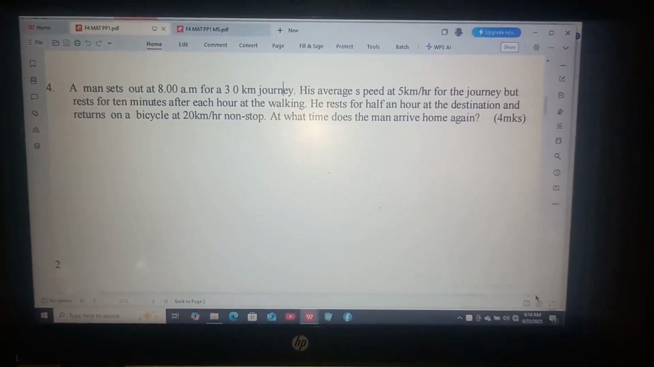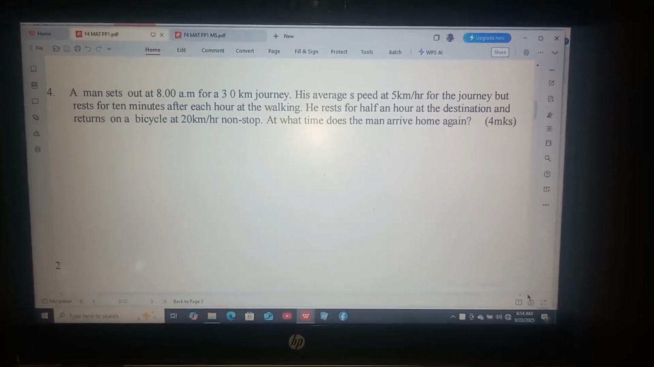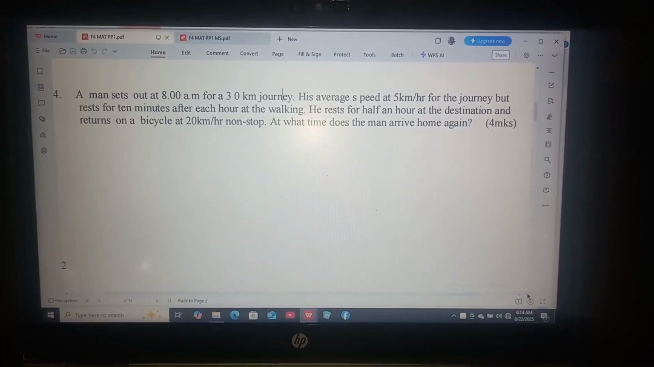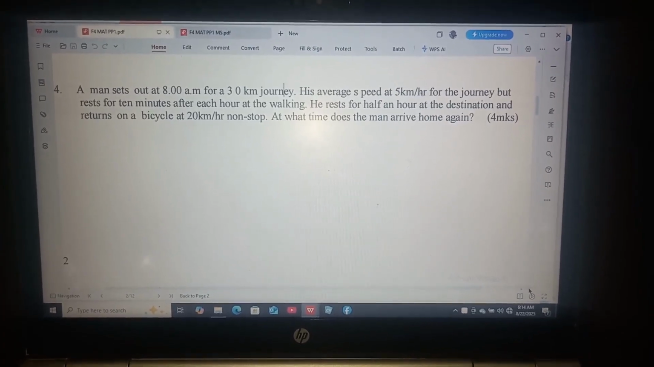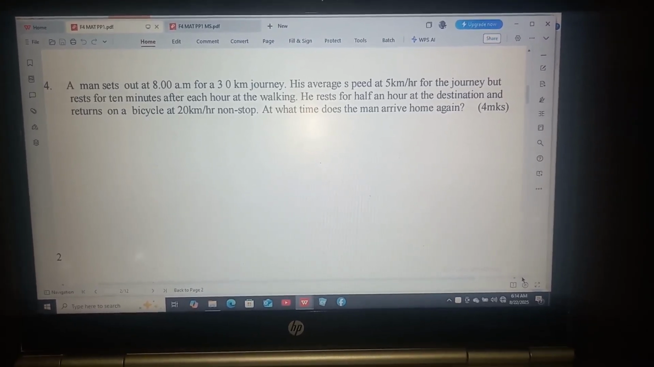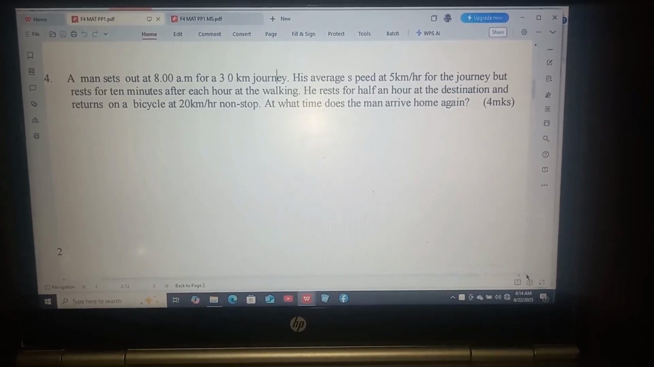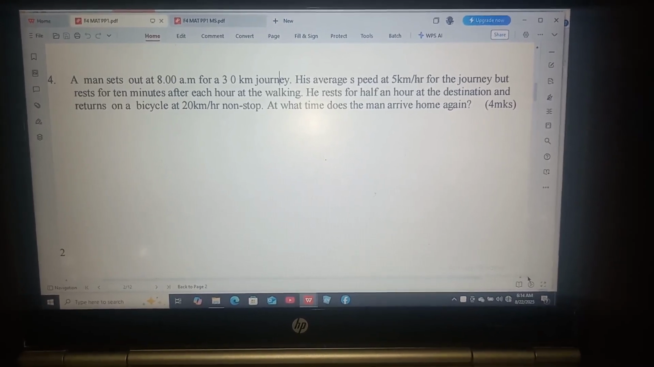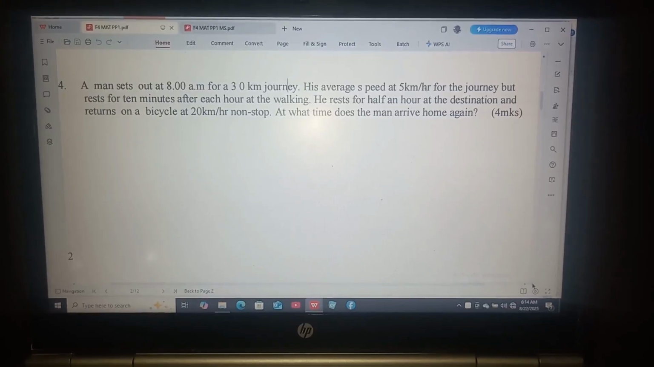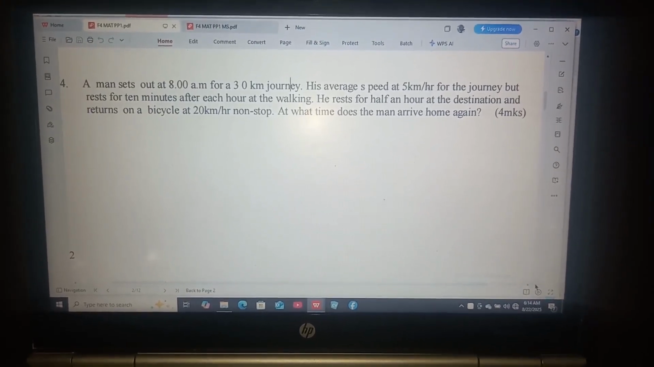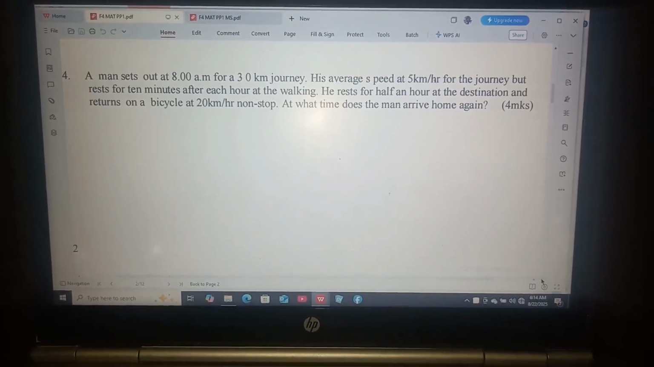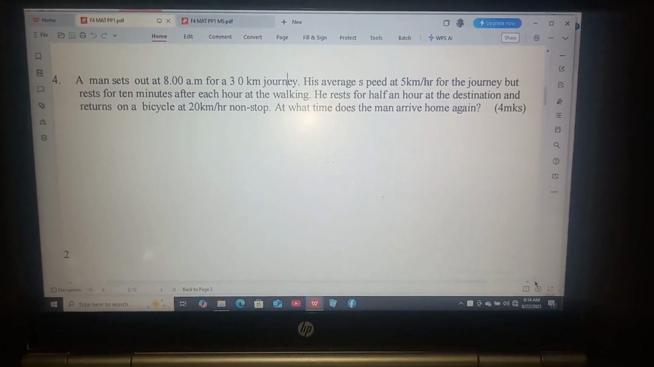Our question 4 says, a man sets out at 8 a.m. for a 30-kilometer journey. His average speed was 5 kilometers per hour for the journey, but he rests for 10 minutes after each hour of walking. He rests for half an hour at the destination and returns on a bicycle at 20 kilometers per hour non-stop. At what time does the man arrive again? 4 marks. Let us see how this question can be tackled.